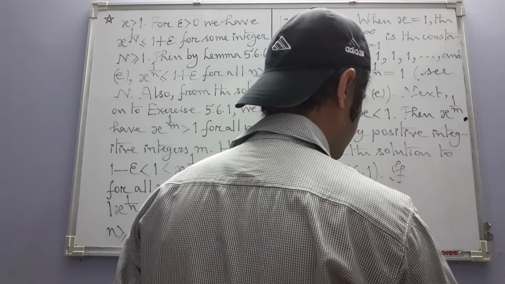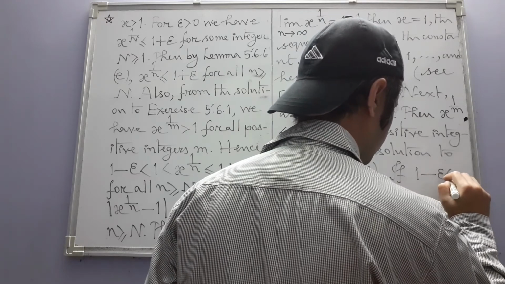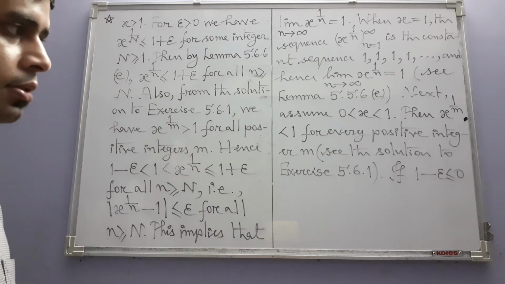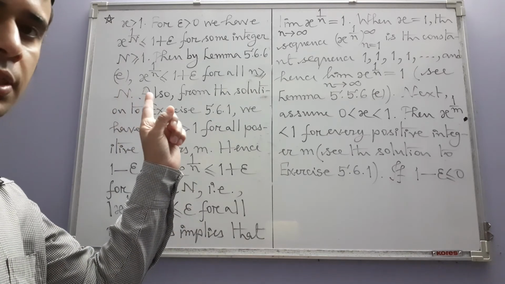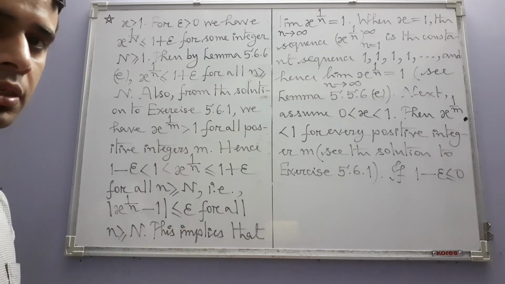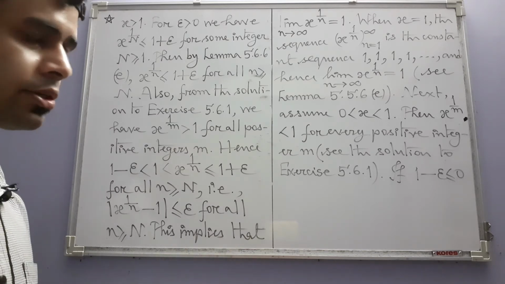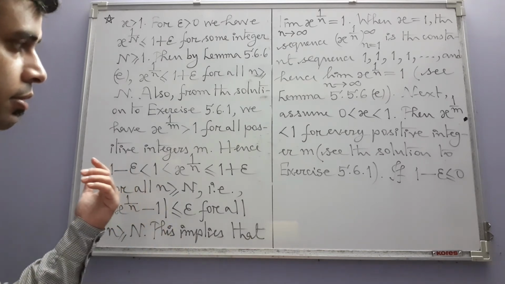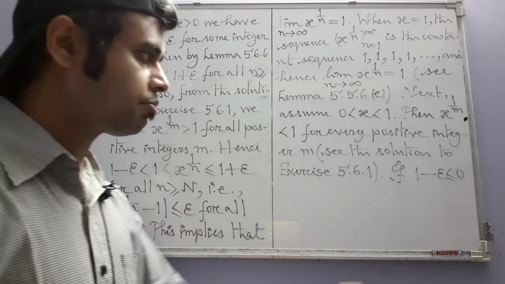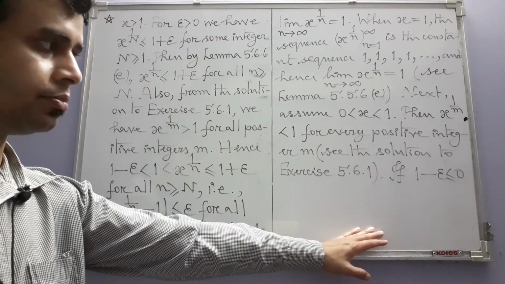Okay, now two cases will arise. First, if 1 minus epsilon is less than or equal to 0. Epsilon, you see, we already chose epsilon in the beginning. So epsilon for us is any positive real number. It may be quite large also. For example, you can take epsilon equal to 2. For that epsilon also, this kind of inequalities should be true. So there is a possibility that 1 minus epsilon is less than or equal to 0.